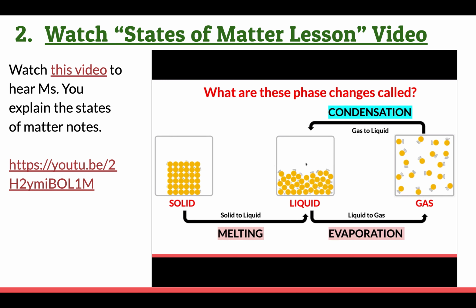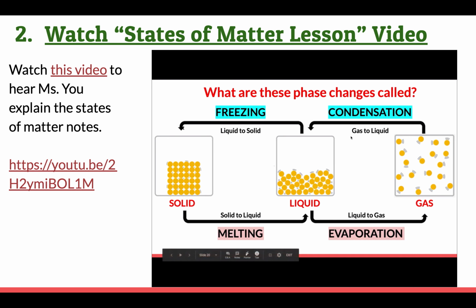And lastly, what do we call the phase change when it goes from a liquid to a solid? Imagine putting liquid water in the freezer to become ice. We call it freezing. So when it goes from a liquid to a solid, we call that freezing. Please know these 4 words: melting, evaporation, condensation, and freezing.